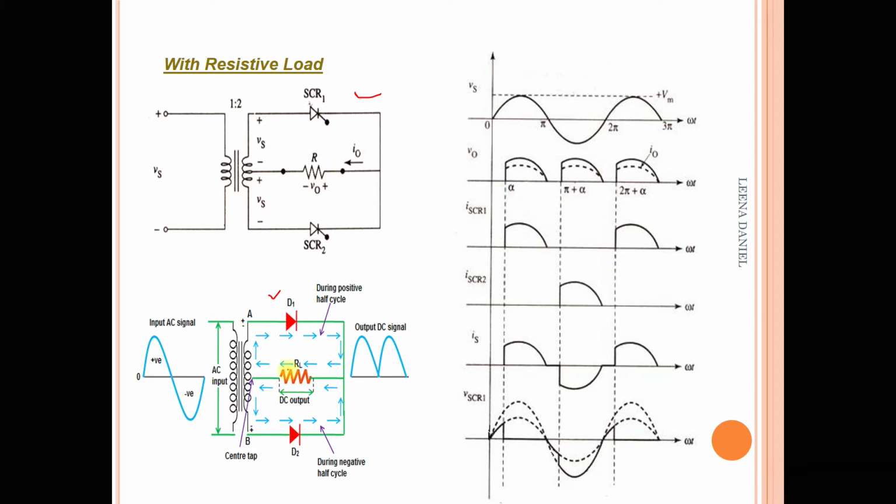So let's see the conduction of both the circuits. In positive half cycle, SCR1 would conduct. In negative half cycle, SCR2 would conduct. Similarly, in diode rectifiers, in positive half cycle, diode D1 would conduct. In negative half cycle, diode D2 would conduct. But the direction of the current flowing through the load would be the same in both halves, in positive half and also in negative half.